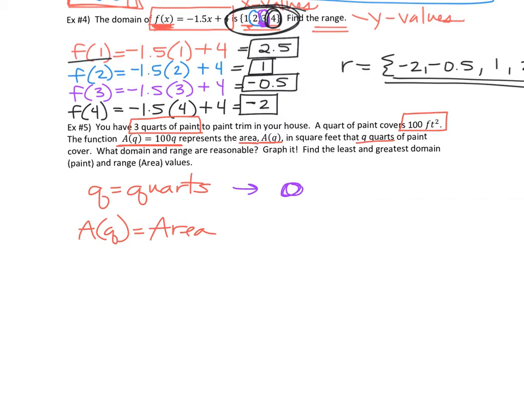What's the most number of quarts you can use? How many do you have? 3. You have 3 quarts of paint, right? So the biggest number of quarts you can use is 3. So your domain has to be between 0 and 3. Okay, that's our domain.